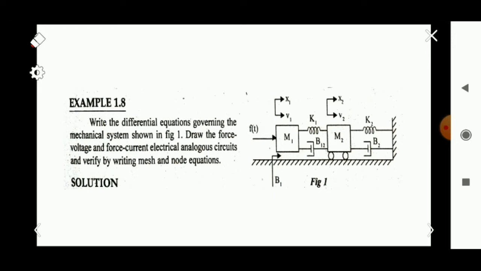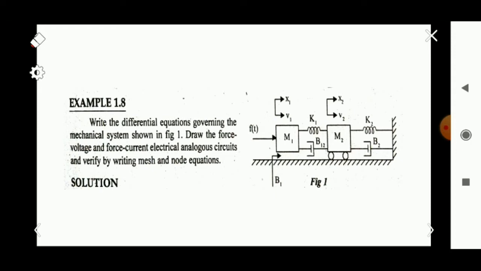Okay, so by observing this figure, it is clear that there are two nodes, M1 and M2. So for writing the differential equations, we have to draw the free body diagram of these two nodes, M1 and M2. And the first step is to draw the free body diagram of M1.